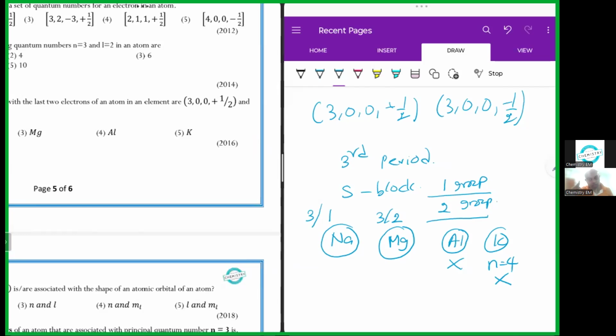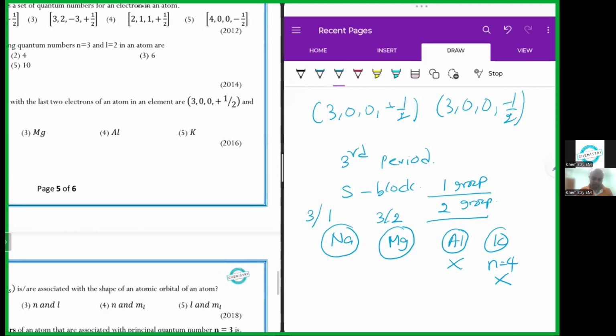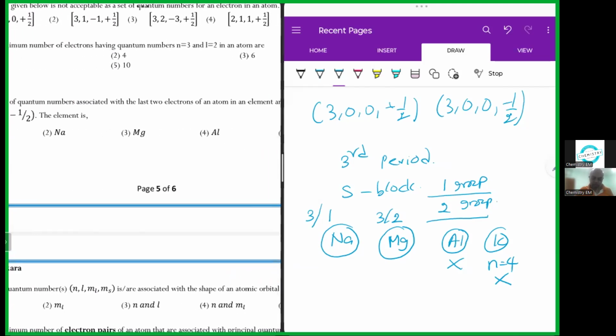That means the s orbital has two electrons, so it has an s2 configuration. Both of the last two electrons are in the s block or s orbital, which is also in the third period. The s orbital has two electrons, which means it has a 3s2 configuration.